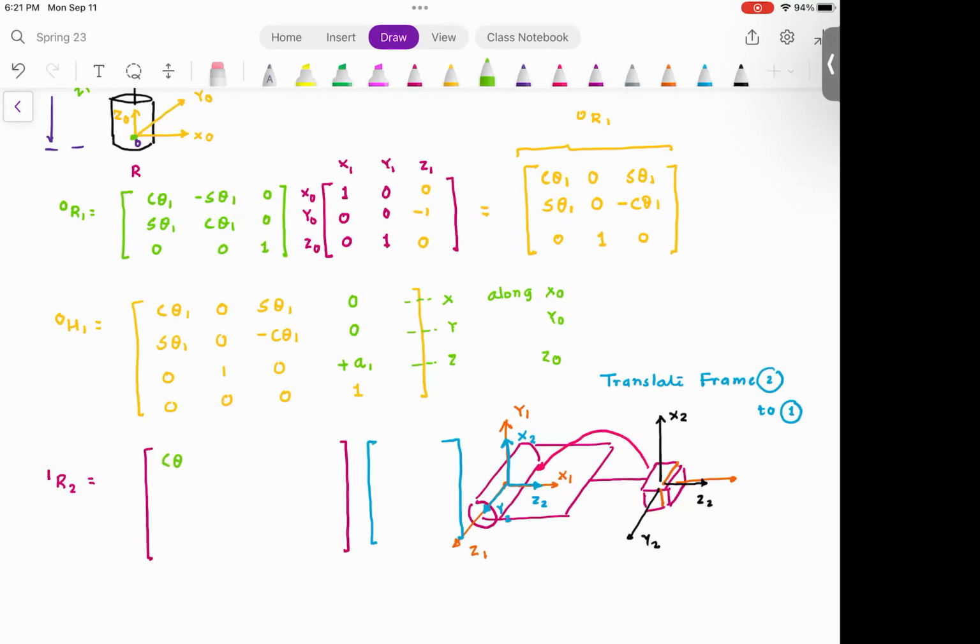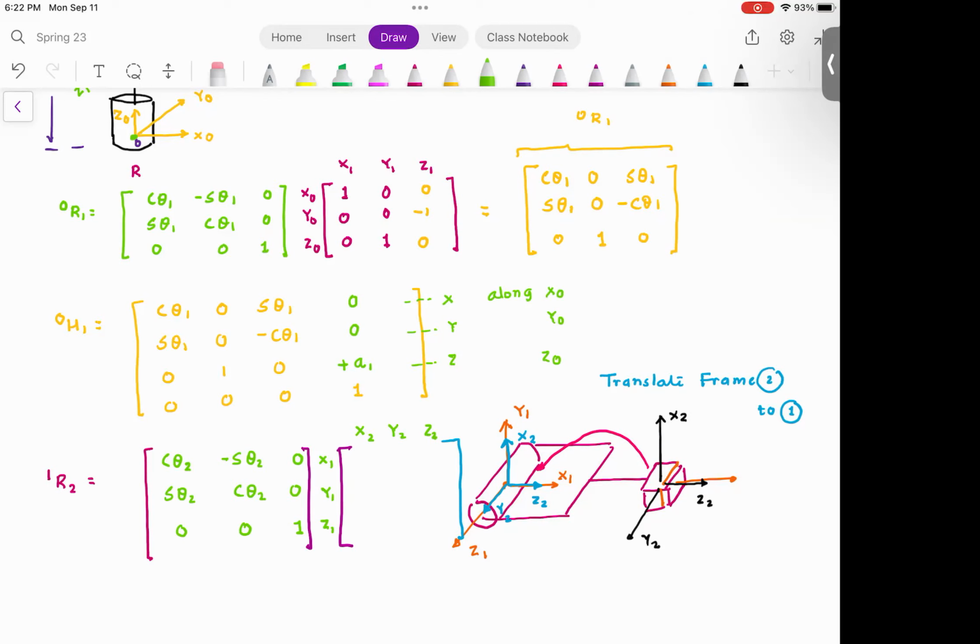This is going to be cosine theta 2, minus sine theta 2, 0, sine theta 2, cosine theta 2, 0, 0, 0, 1. And here, what I have is the projection matrix, and I will rewrite it here because most of the times students make mistakes in the projection matrix. So please understand, your initial frame is x1, y1, z1. Your final frame is x2, y2, z2. And now I want you to ignore this. Please ignore this, and look at this new frame.